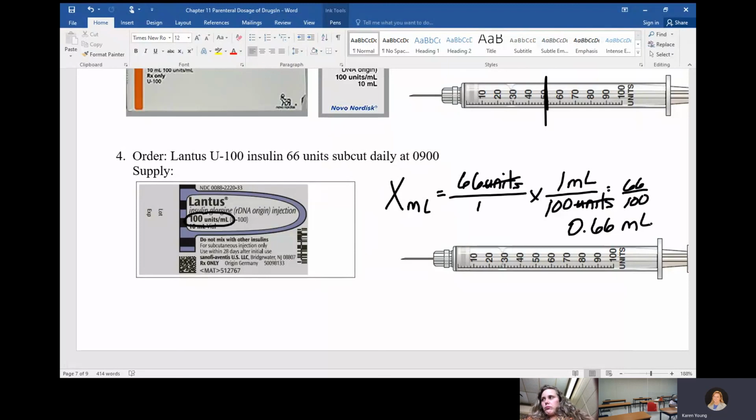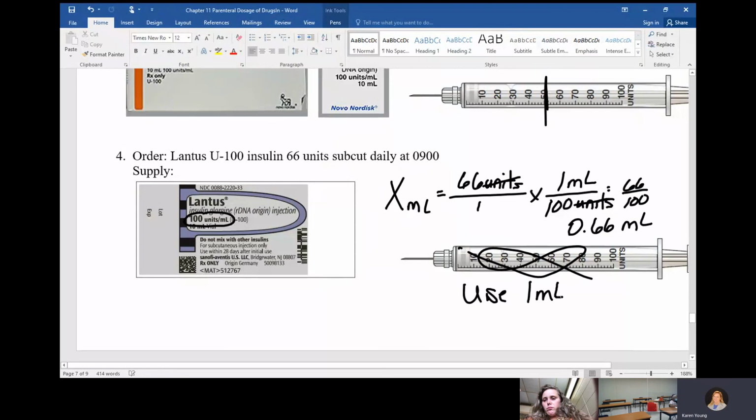Yeah, you wouldn't use that. No, I wouldn't use that. Well, this one I would use with the 66, but you're going to use a 1 milliliter syringe.